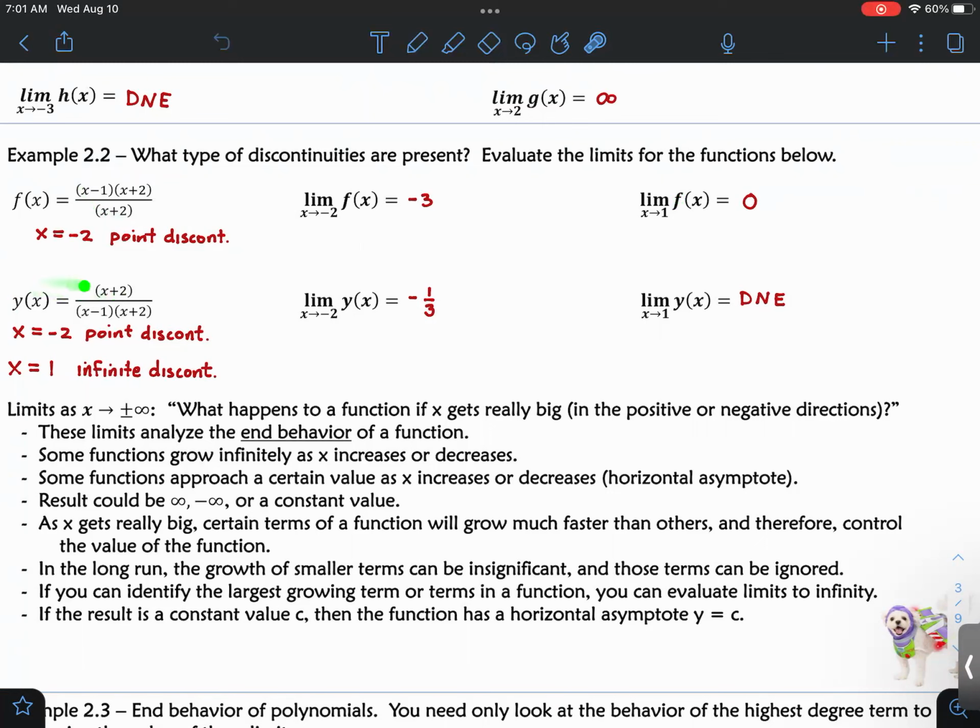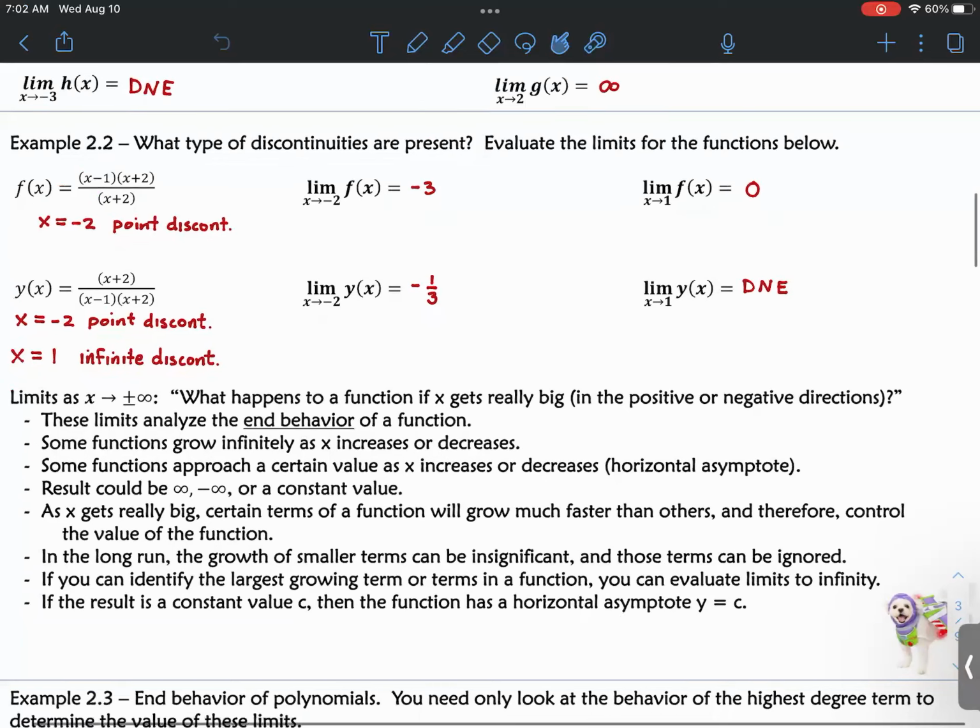The y of x down below has two different discontinuities. You'll note in the denominator there are two different x values that would turn the denominator into a 0. And yet they're different flavors. One of them is a point discontinuity. I see cancellation there. One of them is infinite. So this function, if you graphed it, would have an asymptote, but also a single point discontinuity.